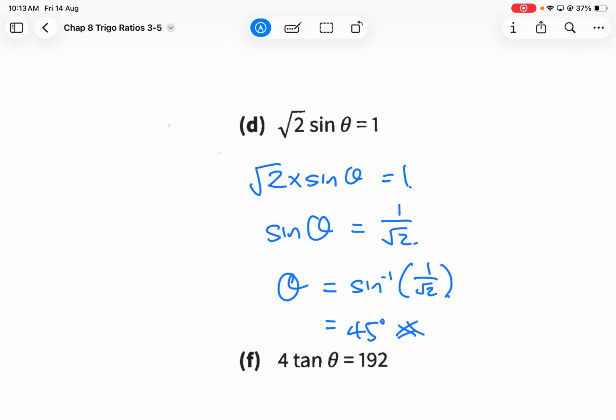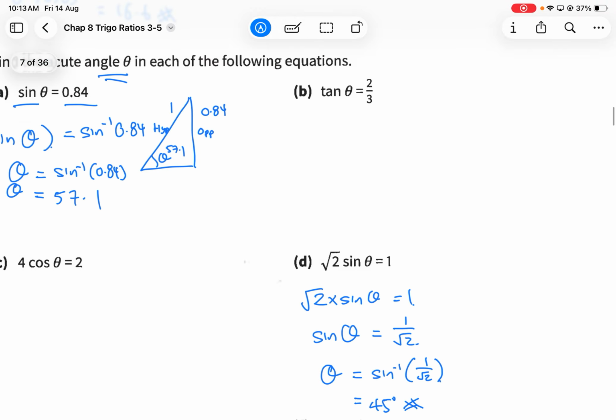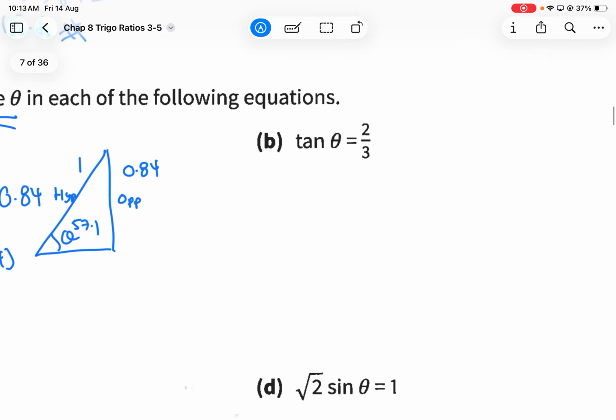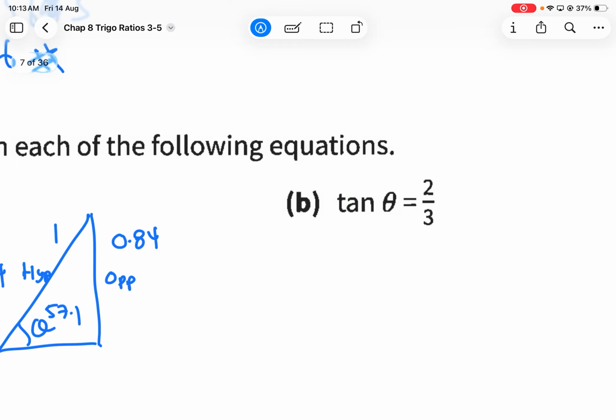So for B, can you change to decimal, or just leave it in fraction? You can straight away tangent inverse the fraction. You don't need to change the fraction to decimal.